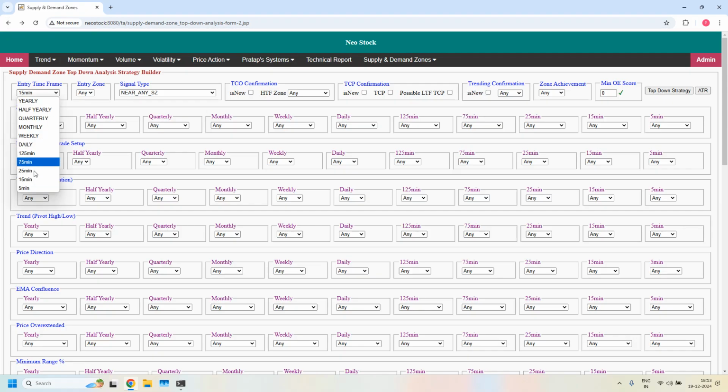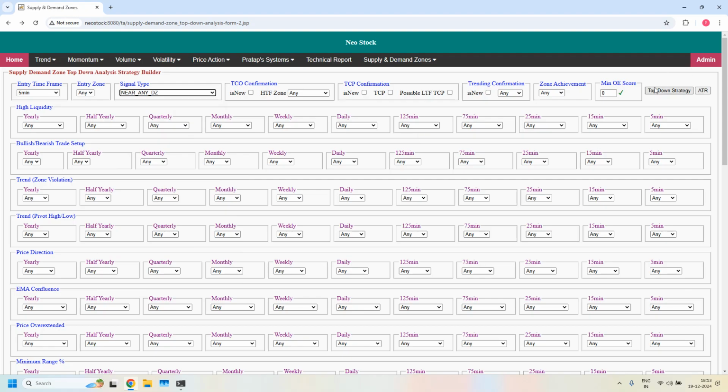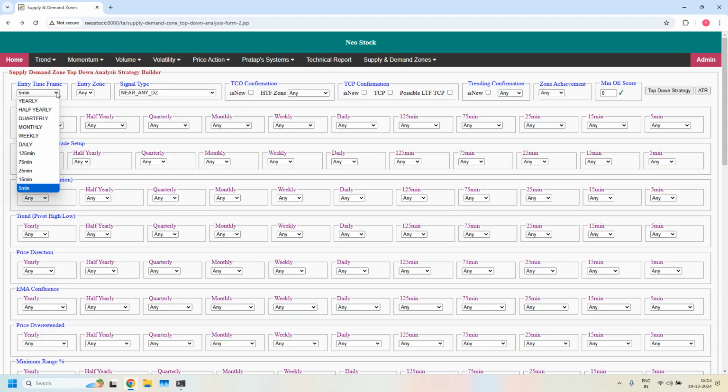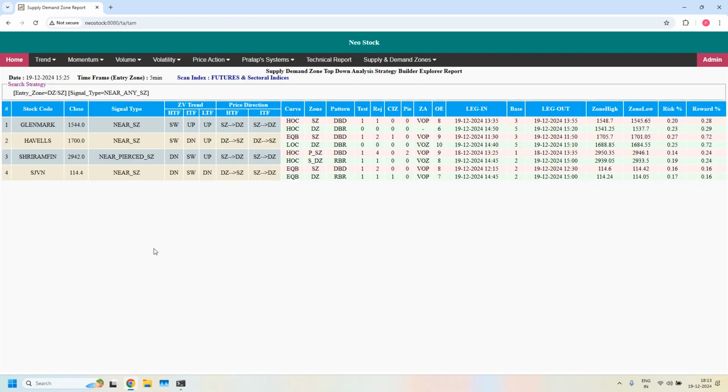Next time frame 5 minutes, stocks near 5 minutes demand zone. 6 stocks are filtered. Next 5 minutes time frame, stocks near 5 minutes supply zone. 4 stocks are filtered. This one is the pierced zone. Okay, this is about stocks near demand and supply zones.